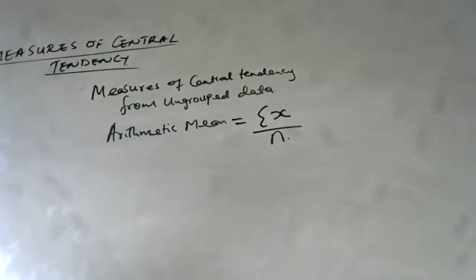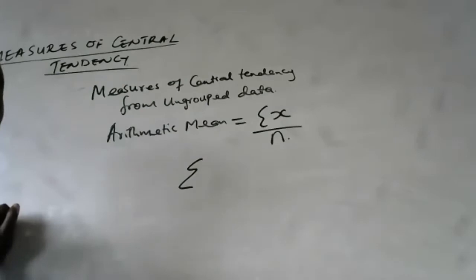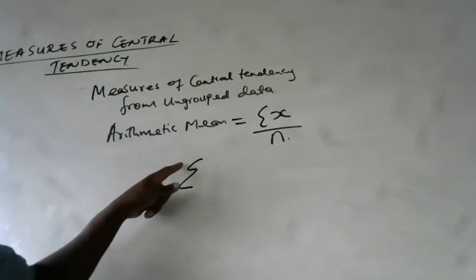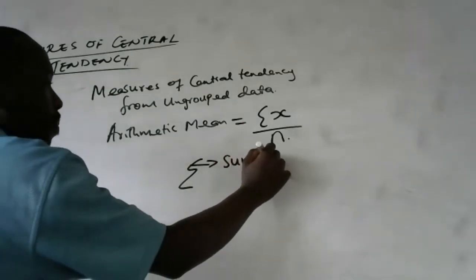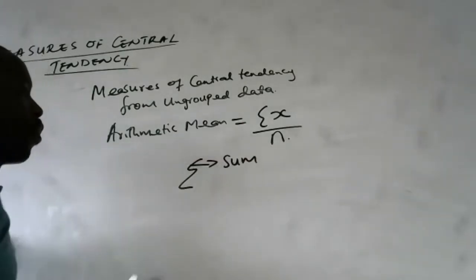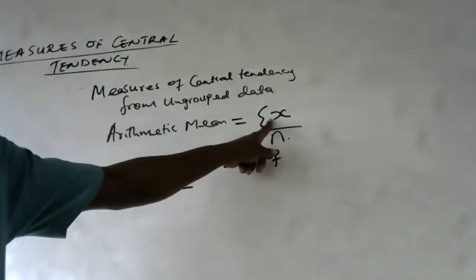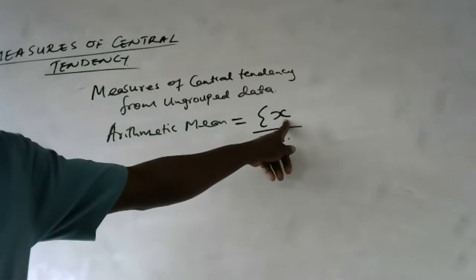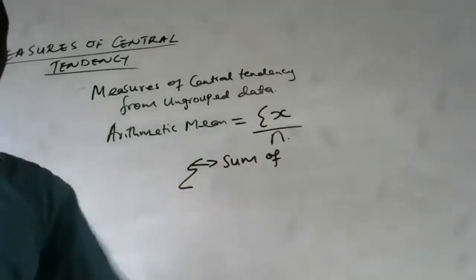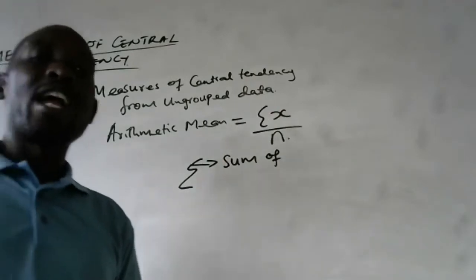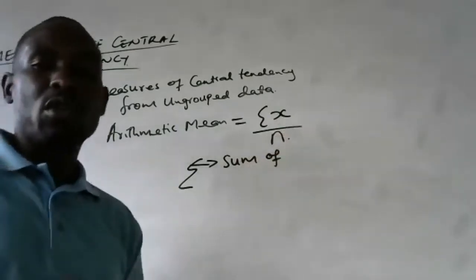The sum of x. So in statistics, we are going to make use of this particular sign very much, and this simply means the sum of. So when you put that sign in front of x, it simply means the sum of x. And what we know about the sum is the addition. So it simply means we add all the x values.